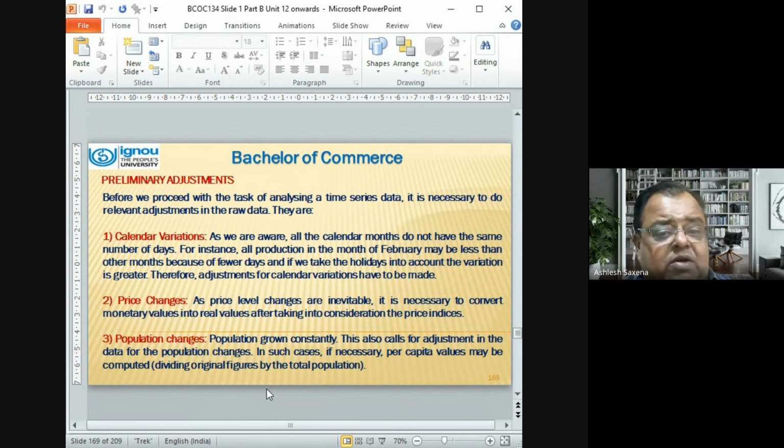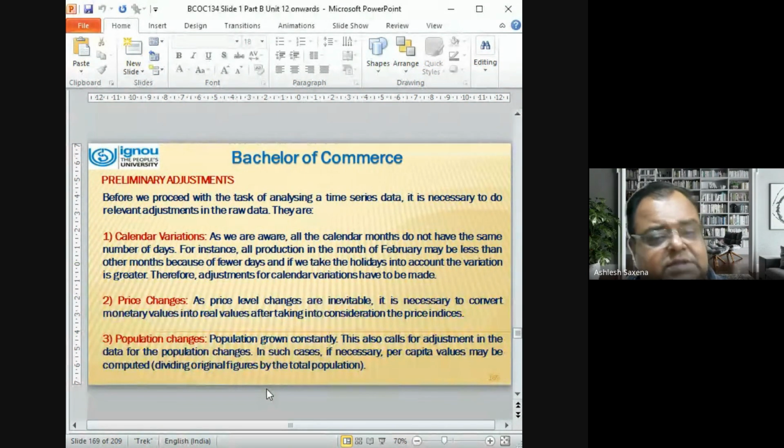As we are aware, all the calendar months do not have the same number of days. For instance, production in the month of February may be less than other months because of fewer days. And if we take the holidays into account, the variation is greater. Therefore, adjustments for calendar variations have to be made.